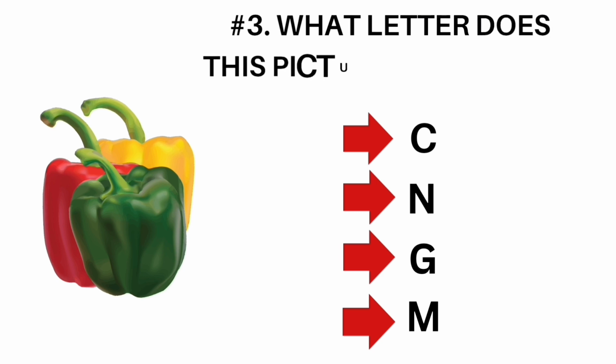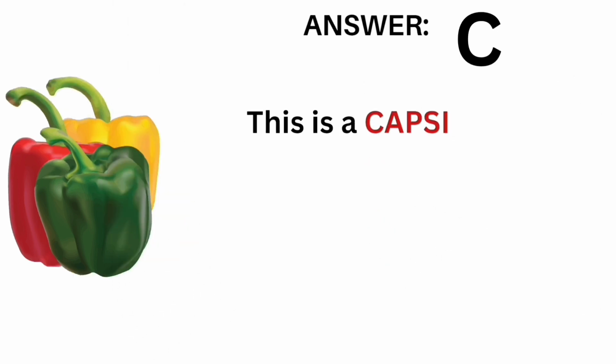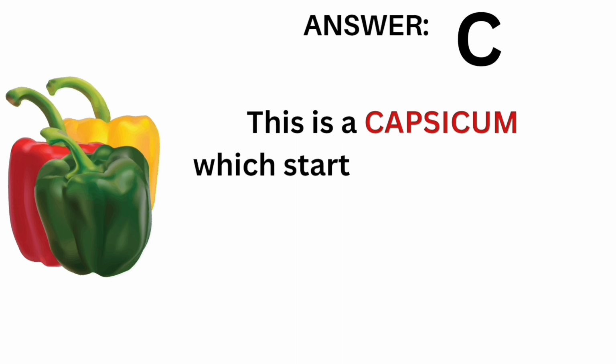What letter does this picture start with? The options are C, N, G, M. The answer is C. This picture is capsicum, which starts with the letter C.